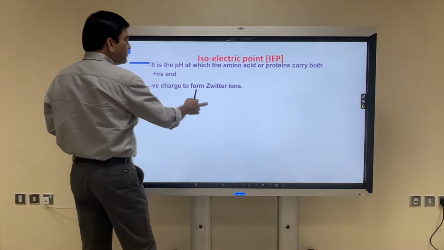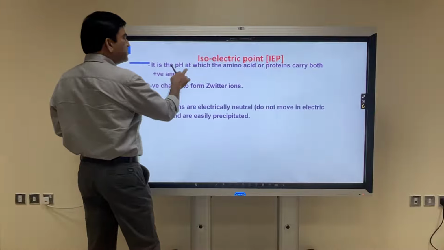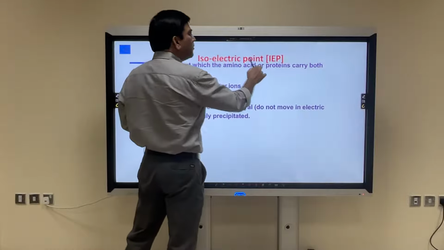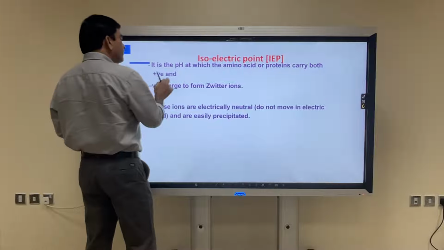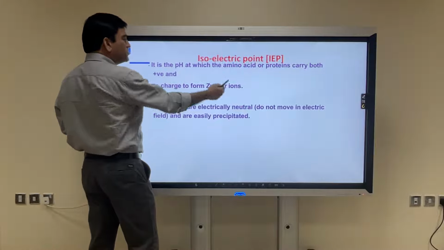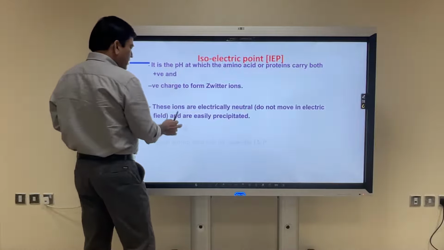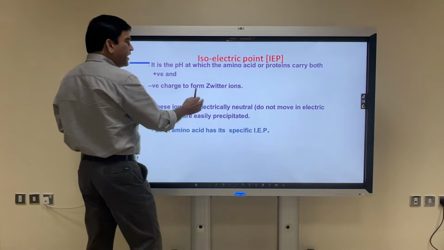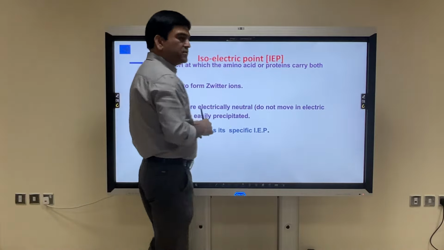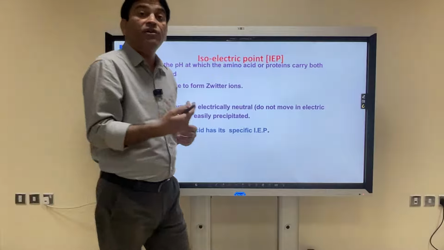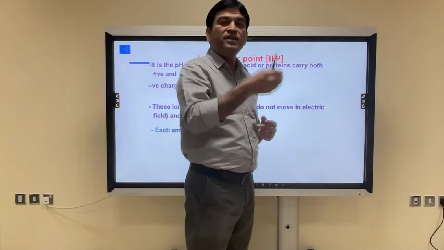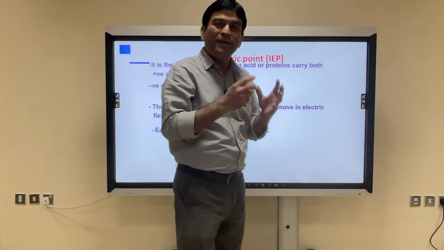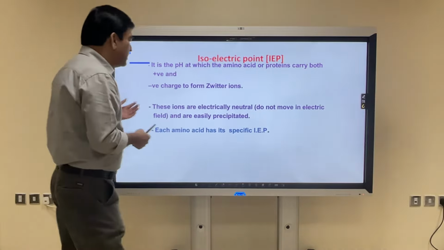So what is isoelectric point? You can see it over here. It is the pH at which the amino acid or proteins carry both the positive and negative charges, and they form Zwitter ions. These ions are electrically neutral in nature. So they have both the charges, but they are electrically neutral. For example, they have +1 and -1. So +1 and -1 will cancel each other and they will be neutral in nature.